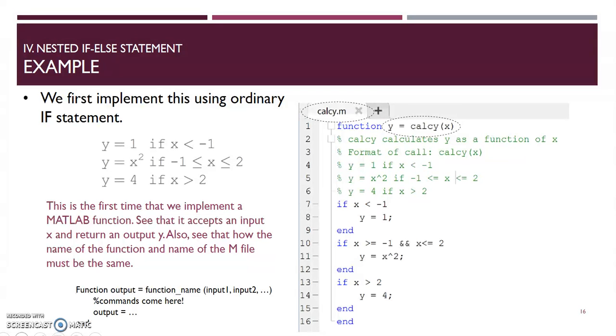Now, what does this function do? It is very easy to understand. Basically, it uses 3 independent if statements to verify the value of x and computes the value of y accordingly. So, I let you look at the details and, of course, use the commands that I have provided in the body of the function to see how this function works.